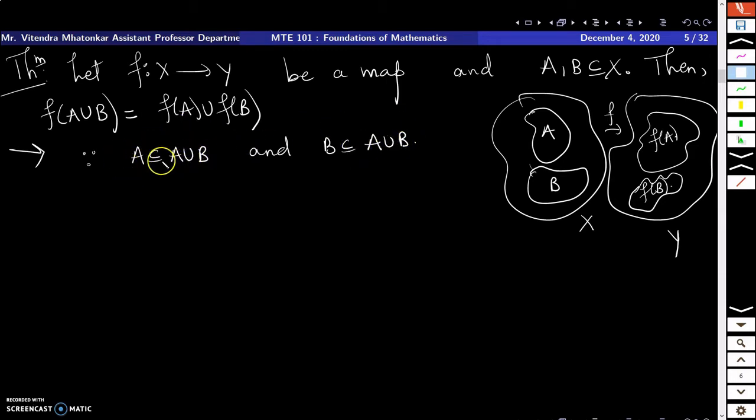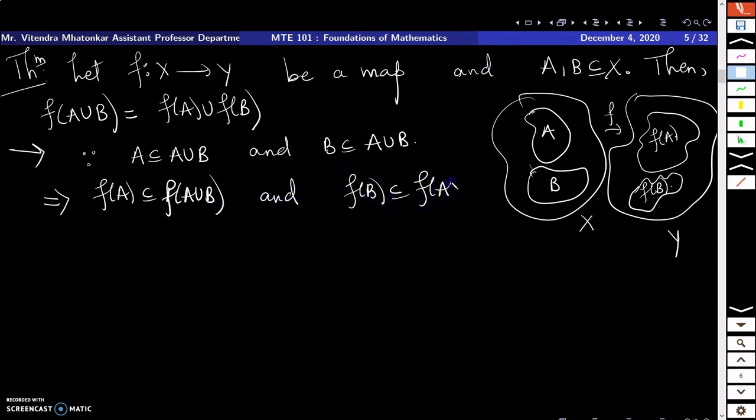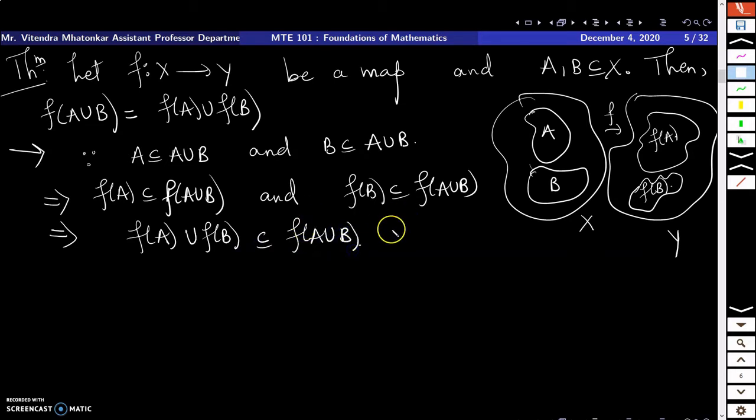So if A is a subset of A union B, by the previous lemma, this implies f of A is a subset of f of A union B, and f of B will be a subset of f of A union B. Now f of A and f of B both are subsets of f of A union B. That means their union will also be a subset of f of A union B. And this implies f of A union f of B is a subset of f of A union B. So this is one side.